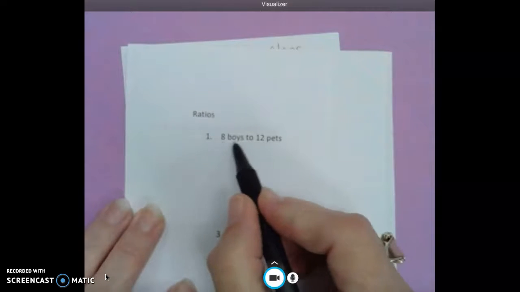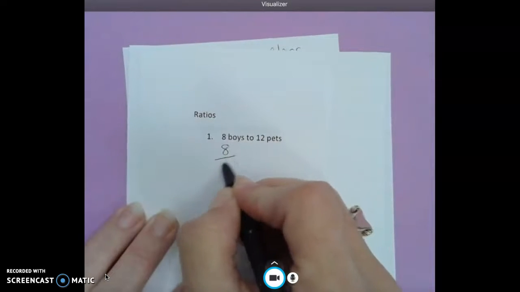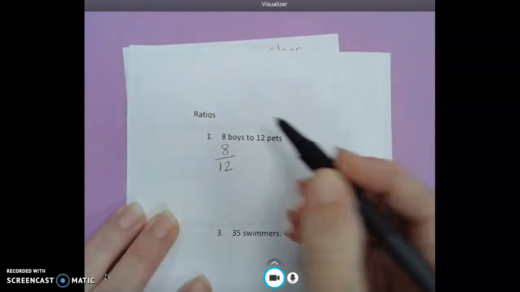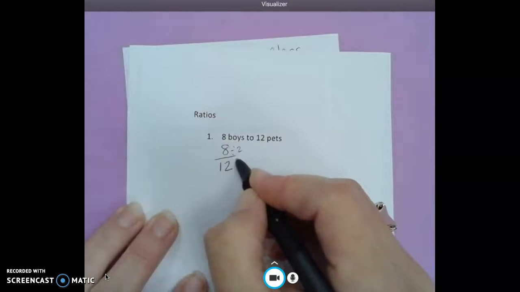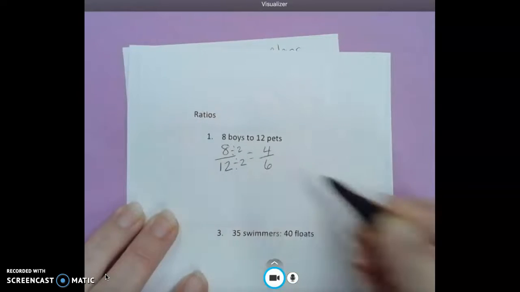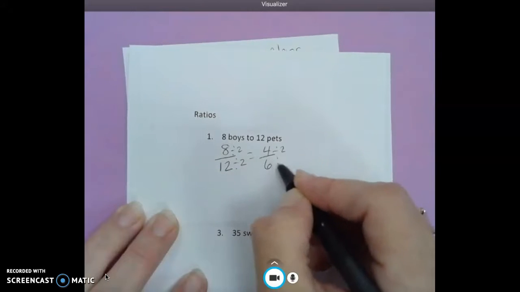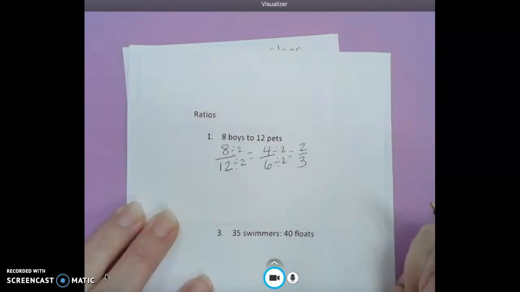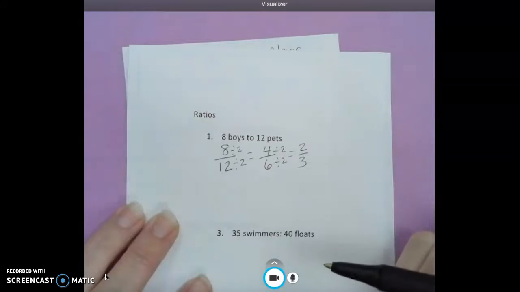If we're going to compare 8 boys and 12 pets, if we're doing 8 to 12, I normally do fraction form because it's easier for me to simplify. We could start and say, well, both of them are even, so I know I could divide by 2. And when I do that, I get 4 over 6. Well, it's still even, so I need to try again. Divide by 2, and I get 2 over 3. So my ratio would be 2 boys to 3 pets. That would be my simplified version.